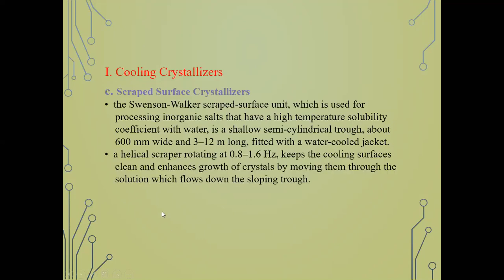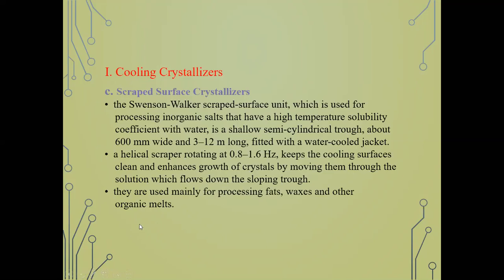There's a helical scraper rotating at 0.8 to 1.6 Hz, keeping the cooling surfaces clean and enhancing growth of crystals by moving them through the solution, which flows down the sloping trough. So the trough in itself is sloping downwards. That way, the solution that already has the solids in it gets removed from the crystallizer through the process of gravity.